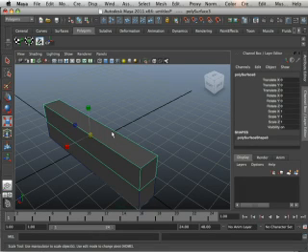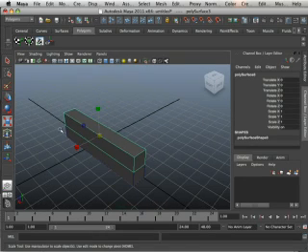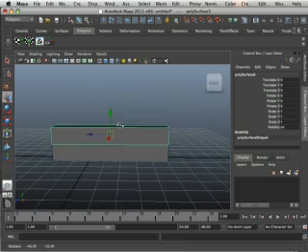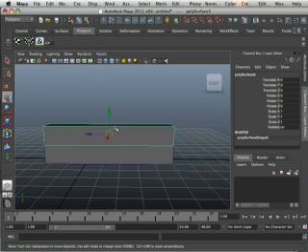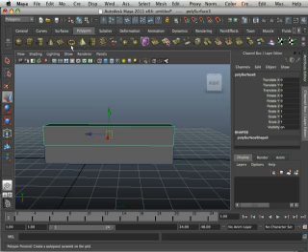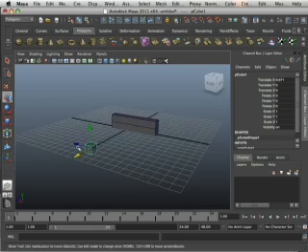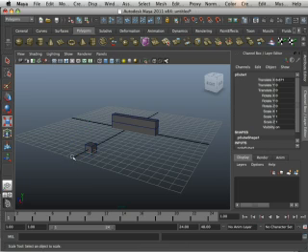Freezing transformations. We do freezing transformations when we like where the rotation of the object is and we want it always to be that way. So, when you first make an object, you're kind of at the mercy of where you're scaling it, where you're moving. Let's take for instance this.